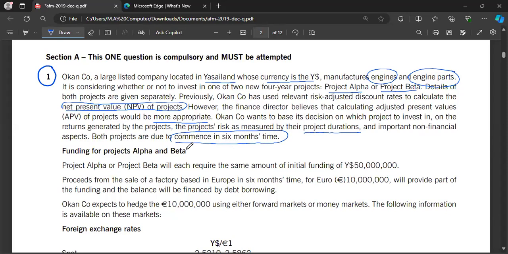So in this question, what the examiner is saying is that Okan Company wants to base its decision on which projects to invest in on the returns generated by the projects. One is this. The project's risk is measured by the duration. So in this question, we are going to have a discussion on the duration topic as well.